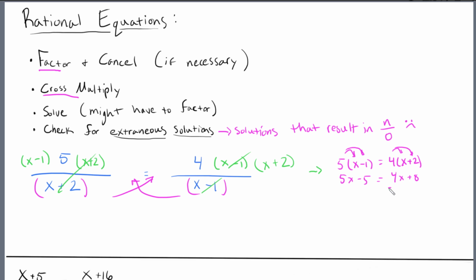Solve for x. Let's get the x's over to the left side. I like to subtract the smaller x. So those will cancel. We have x minus 5 equals 8. Add our 5 to both sides, and we have x equals 13. And that's our solution. I know it's not extraneous because if I plug 13 into the denominator on either side, I'm not going to get 0.